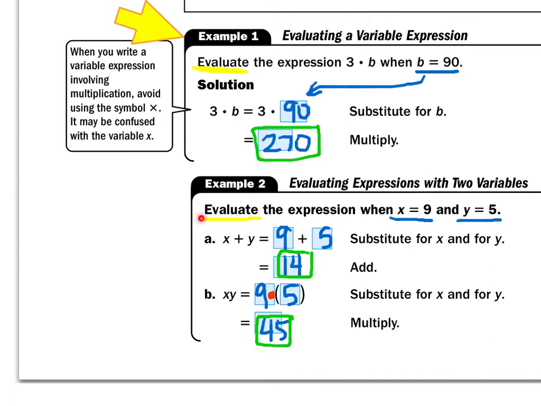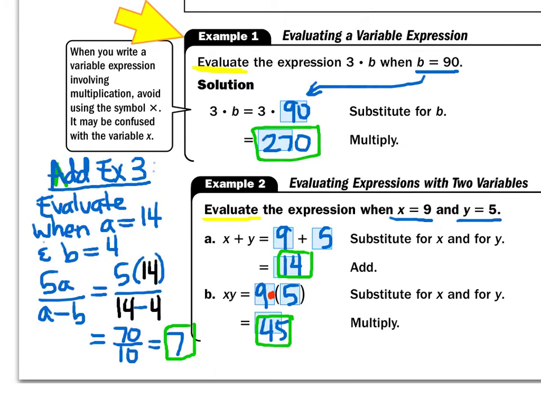Example 2, evaluating expressions with two variables. So again, evaluate means substitute the values in and then simplify. So x plus y, in this case x is 9 plus y is 5. 9 plus 5 gives us 14. Now look at example B right here. X, y. When x is right next to y, that means to multiply. So 9 times 5 gives us 45. And again, box your answers when you're finished.